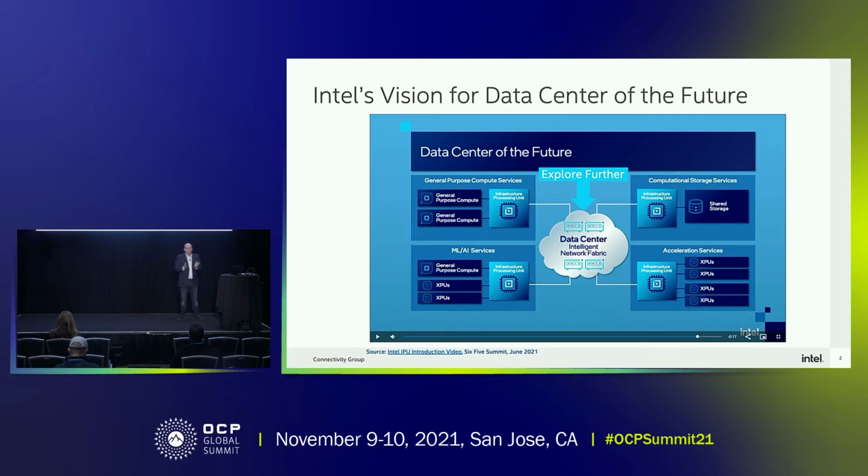In June of this year, Intel rolled out its Intel vision for data center of the future. Now, this is a very comprehensive vision. It's ever evolving, still changing. But at its core, it's got CPU, general purpose CPU services, application-specific or workload-specific services, computational storage, all connected together with a programmable network fabric that brings all those resources together in a very efficient manner. Today, we're going to focus a little bit on that data center intelligent network fabric.